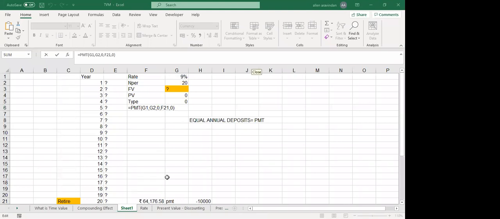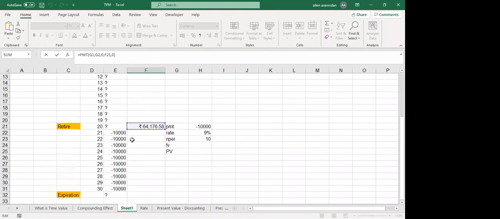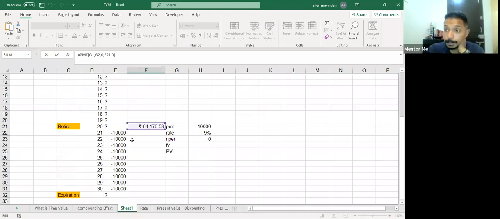Sir, I was thinking in a different way. I was thinking that after 20 years, I will get 10,000 on my investment, whichever I did. Meaning the 9% interest will be 10,000. I was thinking in that way. And that is what is happening.